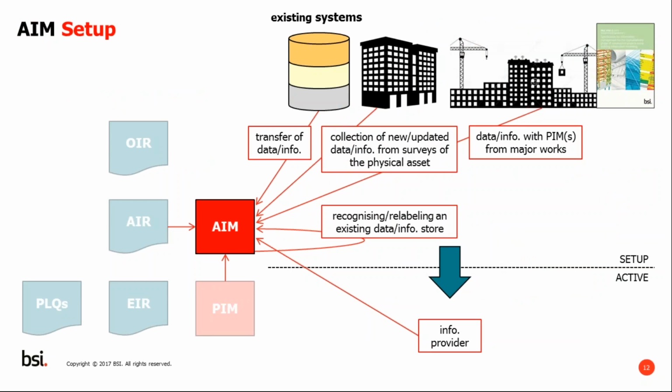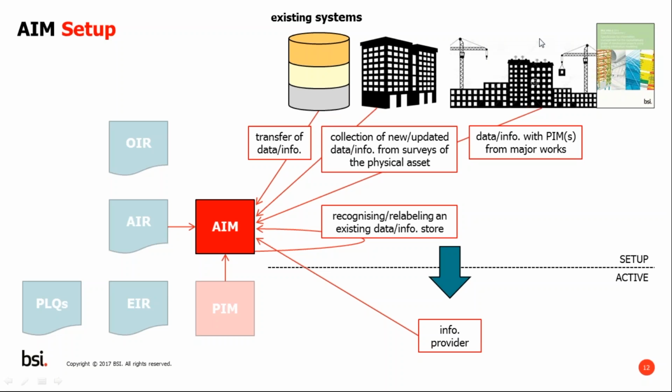So how is the AIM set up? What are the sources of information that can be generated from the AIM? First of all, for any given asset, there'll be the setup of the asset information model, and that information can come from existing systems that exist within the organization. It can come from a new build project, as a result of a PAS 1192 Part 2 project. That's where a project information model, or a PIM, is partly transferred into an asset information model.